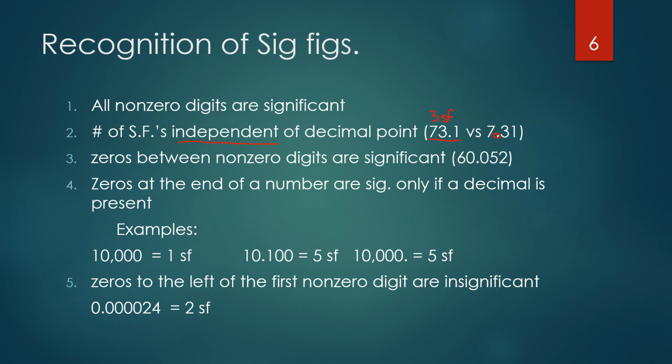So in this example here with 60.053, well, we know the 6 counts, the 5 counts, and the 3 counts because they're all non-zero numbers, so rule 1 applies there. But now we have 2 zeros. To figure out if they count, let's reread the rule. Zeros between non-zero digits count. So, since these 2 zeros are between a 6 and a 5, 2 non-zero numbers, they do count, and we have a total of 5 significant figures in that number.